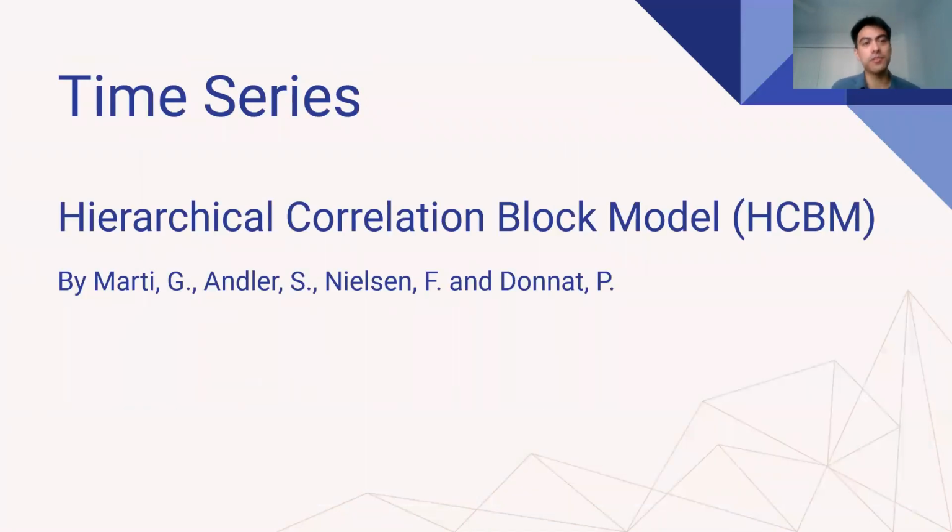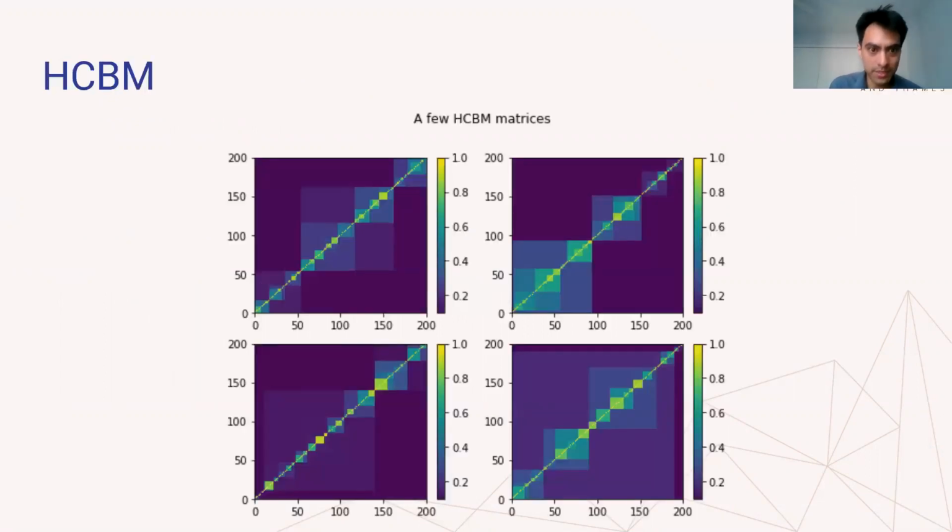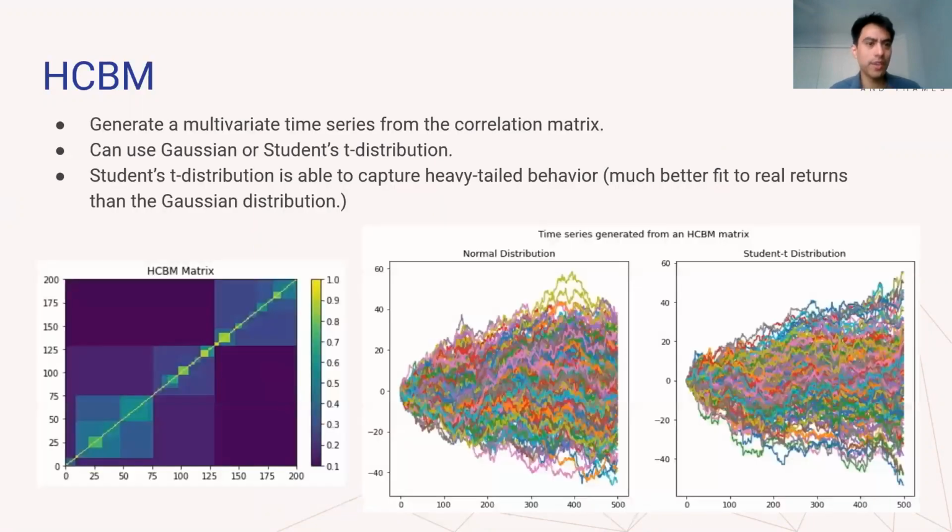And we're going to switch to how to generate synthetic time series. I'm going to start with the Hierarchical Correlation Block Model, or HCBM, that we saw in the previous slides. Just to recap HCBM really quick, it is defined as a hierarchical block structure where each block is a nested set of partitions, where the higher the level or the depth, the higher the correlation strength. Using the HCBM, we can generate time series by using a multivariate time series and inputting this HCBM correlation matrix. The underlying distribution can be either Gaussian or the Student's t distribution.